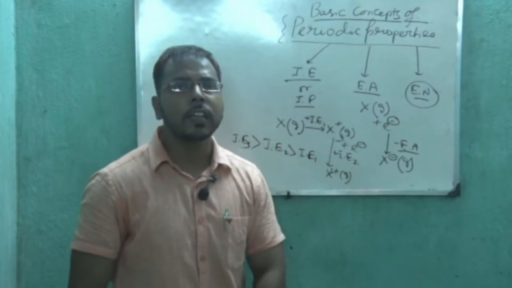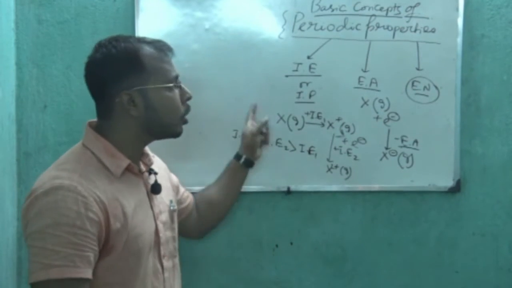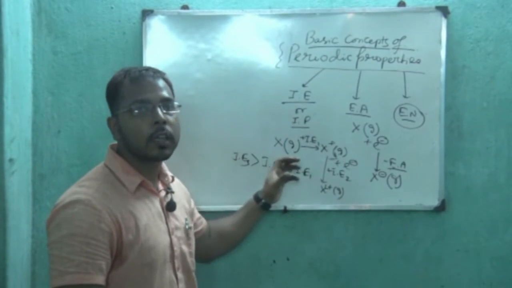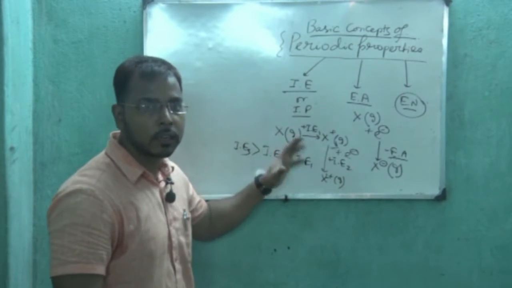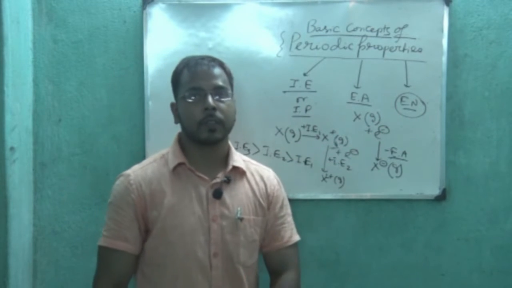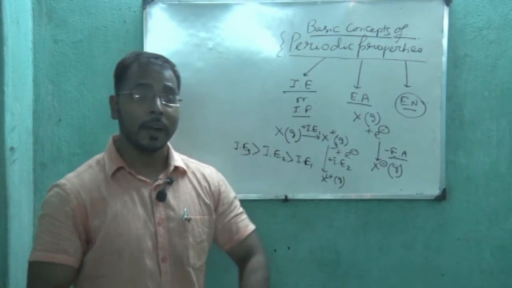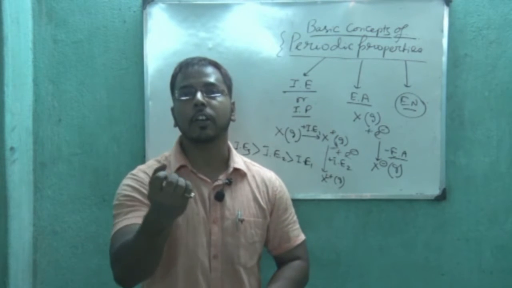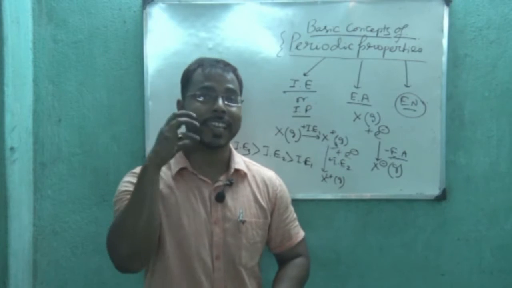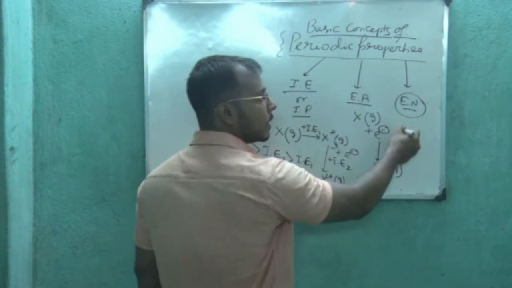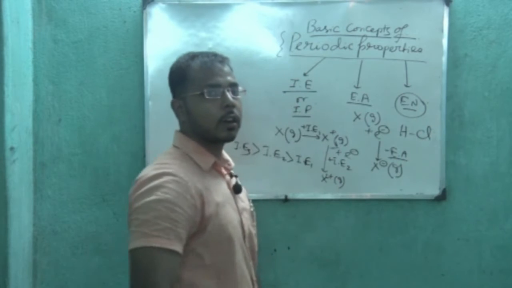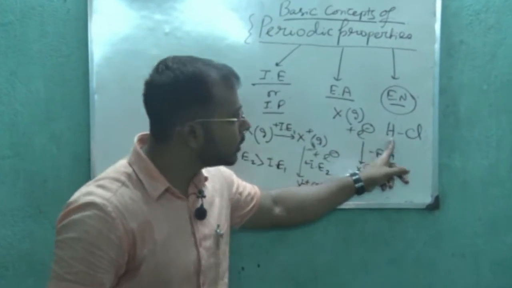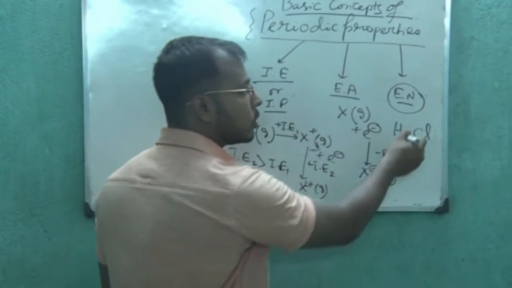And what is electronegativity? It is not energy, because energies can be calculated in joule, calorie, kilojoule, kilocalorie, all of these units. But electronegativity is the property by virtue of which any element can attract the bonded electrons towards itself. It is an inherent property. For example, in HCl, chlorine is more electronegative than hydrogen, so these electrons are more attracted towards chlorine.